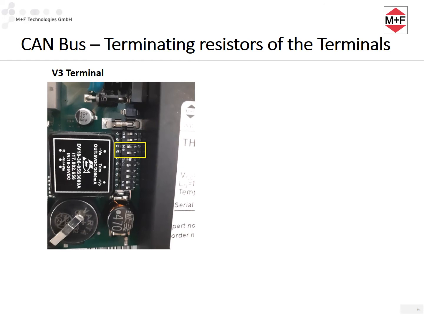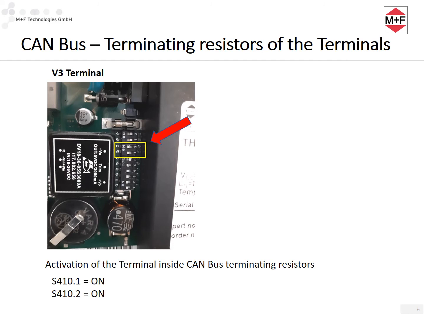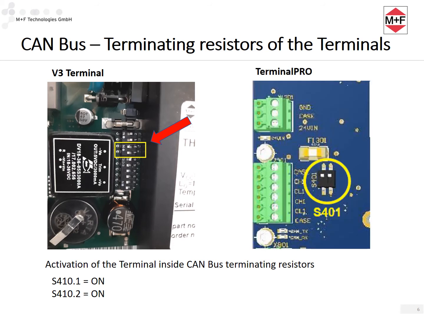With the MFX4 terminals, the bus terminating resistor can be activated by internal switches. For this purpose, the terminal must be de-energized and the housing must be opened. With the V3 terminal, the terminating resistors are activated by the two switches S410 and with the terminal Pro by the two switches S401.